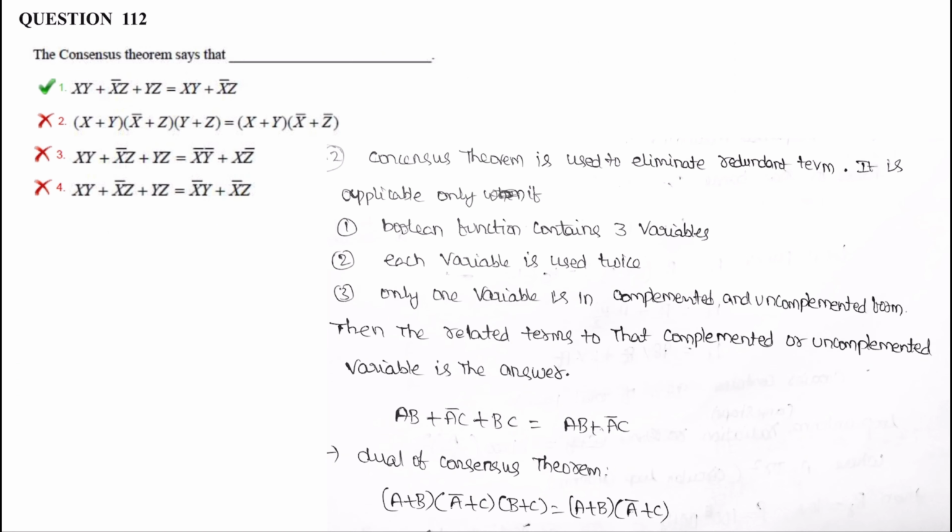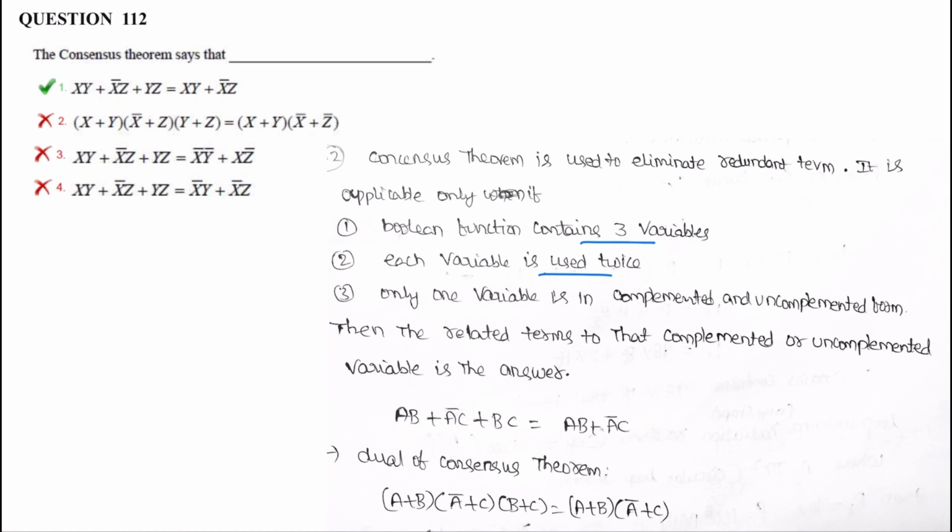Next question. Question number 112. The consensus theorem states that. So consensus theorem is used to eliminate redundant term. It is applicable only if Boolean function contains three variables. Each variable is used twice. Only one variable is in complemented and uncomplemented form. Then the related terms to a complemented or uncomplemented variable is the answer.